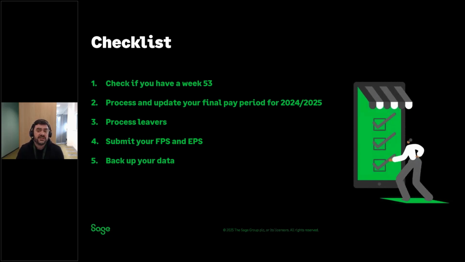Our first step will be to check if we have a week 53 for this tax year. That step only applies if you pay your employees weekly, fortnightly, or 4-weekly. If all of your staff are paid monthly, you never have a week 53, and you can just move straight on to step 2. Step 2 will be to process and update records for your final pay period in 2024 to 25. Step 3 will be to process leavers if they have a leaving date before the 5th of April and they've received their final pay. Step 4 is to send your FPS for your last pay date of the year and EPS for month 12 if required. And last but not least, step 5 is to ensure you have an up-to-date backup of your payroll data.